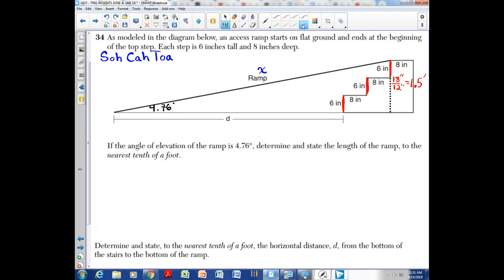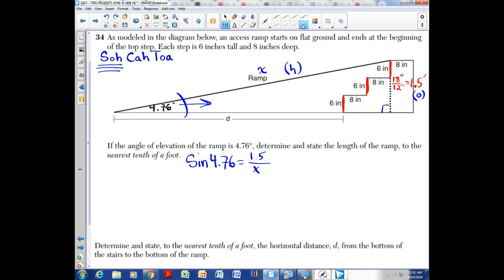So if we go back to my angle and I shoot my arrow across, I'll see that that 1.5 feet is going to represent the opposite side of that right triangle, right? Here's my right angle here. And the x that I'm looking for is going to be the hypotenuse. So this is going to be an O and H problem, which is a sine problem. So I'm going to say that the sine of 4.76 will be equal to my O, which is 1.5, over my ramp, which is my x.